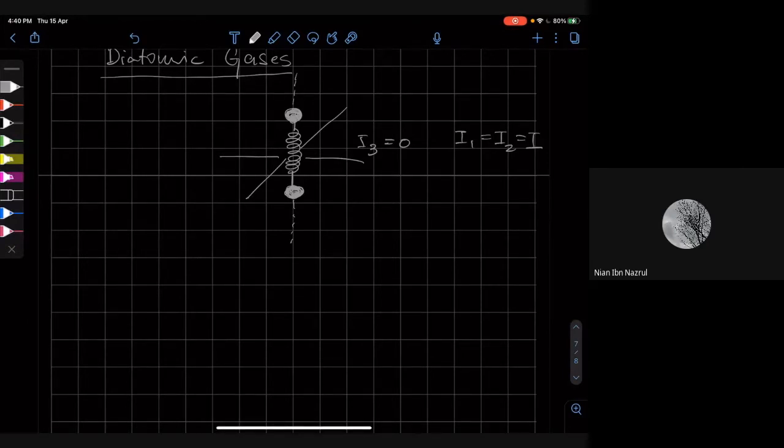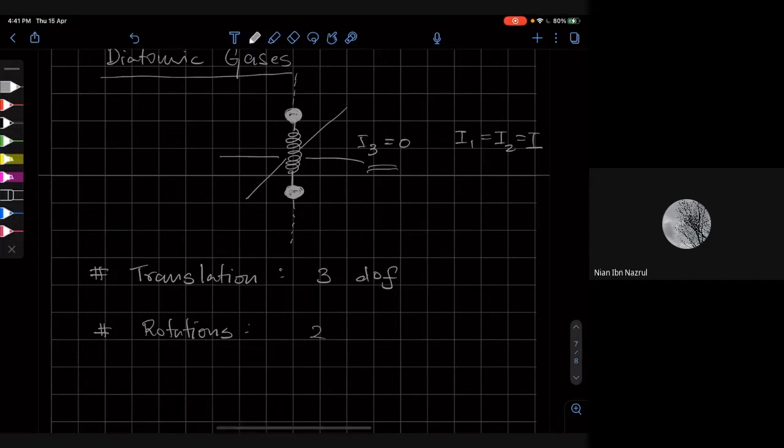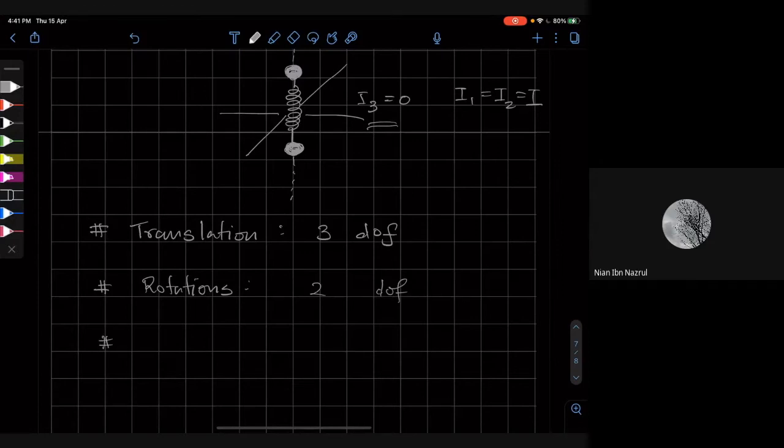So we're going to have three kinds of motion for diatomic gases. We're going to have translations, and then we are going to have rotations. For translations, we are going to have 3 degrees of freedom. For rotations, because we are taking one of these moments of inertia to be 0, we'll have 2 degrees of freedom. And lastly, we are going to have vibrations. For vibrations, this is basically the oscillations in that direction.